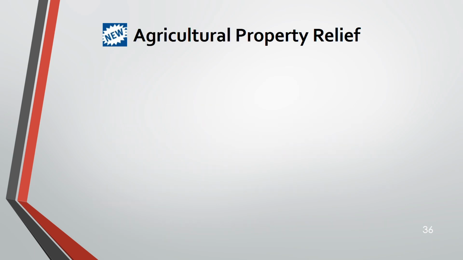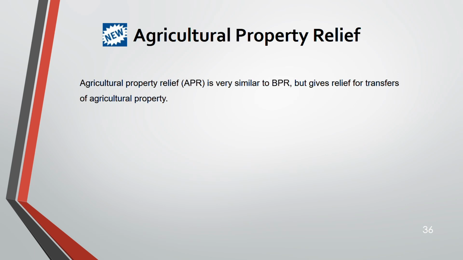Now, with that we finished BPR. Now we are moving on to the next relief, agricultural property relief, APR. We have to know how all these reliefs work before we move on to the death estate computation, because in death estate computation we need it. In death estate computation we don't have this relief, but some reliefs are there.